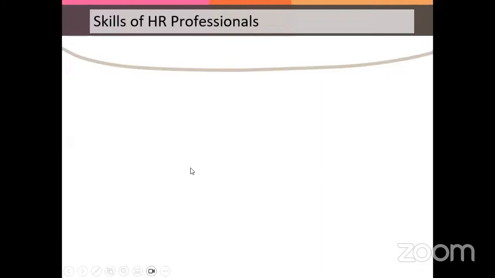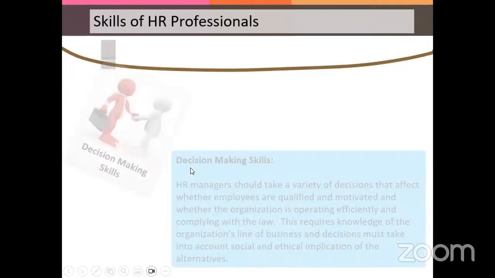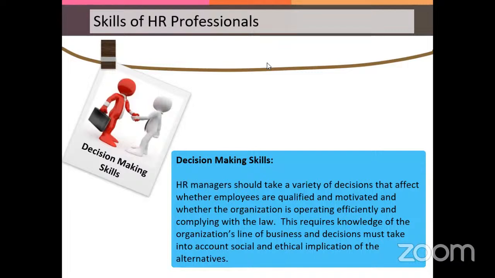Now, I have the second one, which is decision-making. Decision-making skills. HR managers should take a variety of decisions that affect whether employees are qualified and motivated and whether the organization is operating efficiently and complying with the law. This requires knowledge of the organization's line of business, and decisions must take into account social and ethical implications of their activities. So these kinds of decisions must be guided with well-informed data.